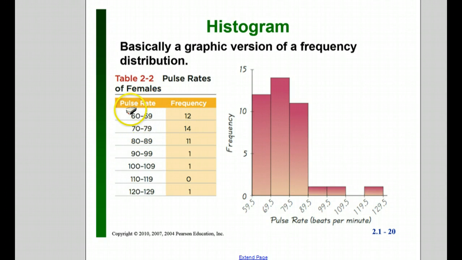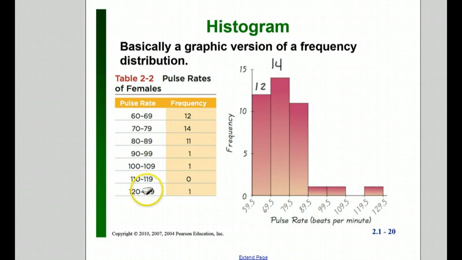So this was our example from last time. We have pulse rate 60 to 69. If we used class boundaries, 59.5 is 1/2 below the 60, and 69.5 is between the 69 and the 70. That one has a height of 12. Then 70 to 79, that's 69.5 to 79.5, had a height of 14.